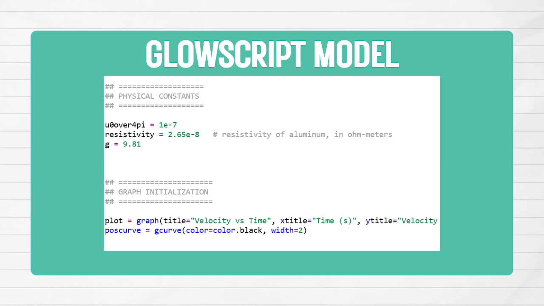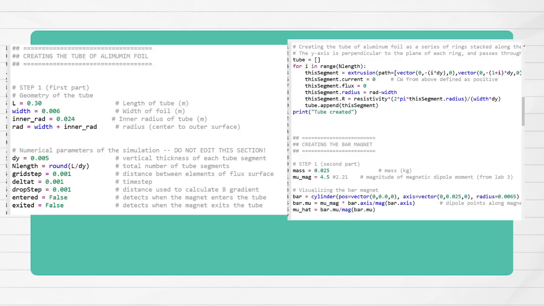Now it's time to get into the GlowScript model. Here we initialize our parameters. In these first few lines, we defined our physical constants as well as the graph. And now here's where things get a little more complicated. We first initialized the initial parameters I had listed on the slides, with constants such as mass, length, etc.